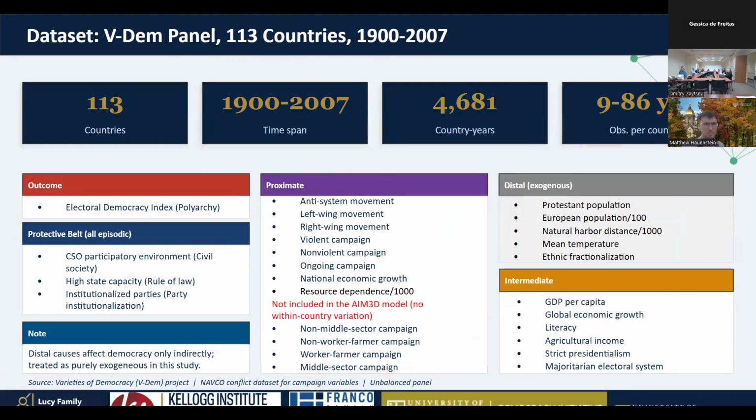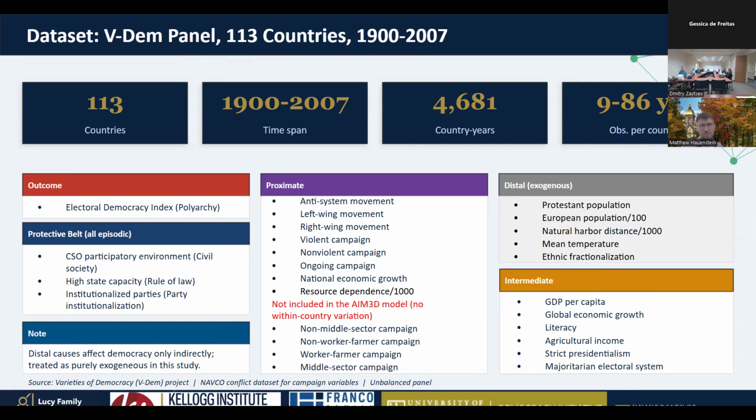So here's the data we're using. There's the size of the data set. The outcome is electoral democracy. There are the three variables that are in the protective belt: CSO, civil society organization, participatory environment; high state capacity, which is sometimes in this chapter called rule of law, and I think the specific variable is transparent law with predictable enforcement; and then institutionalized political parties.